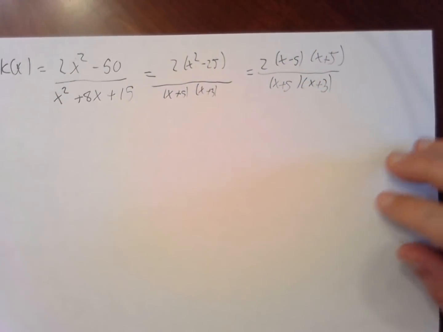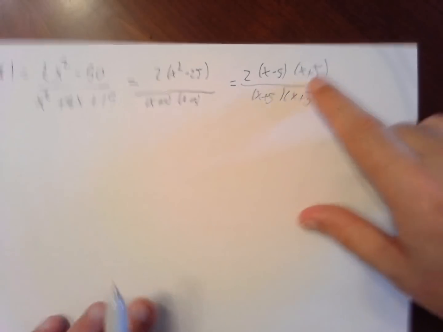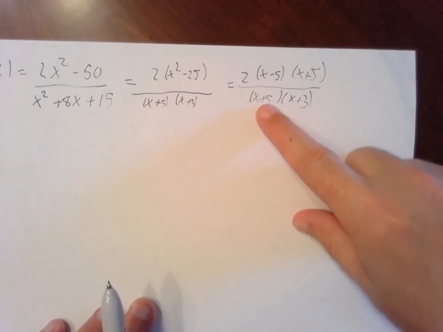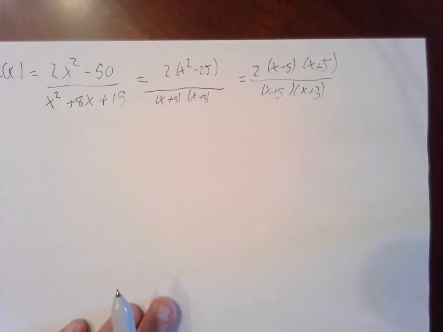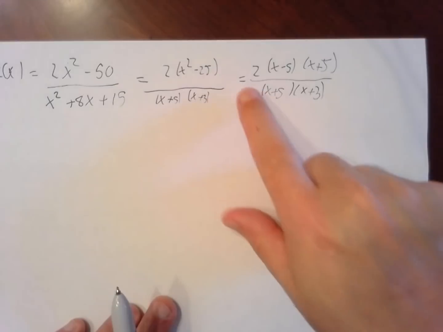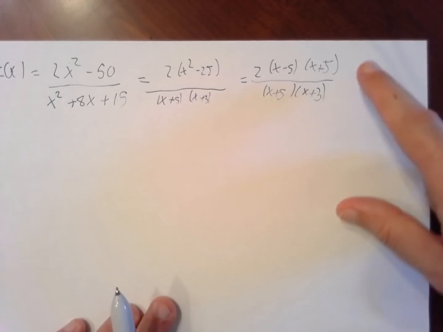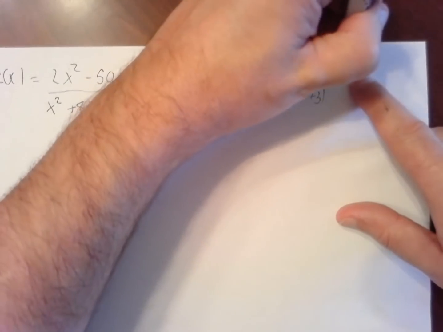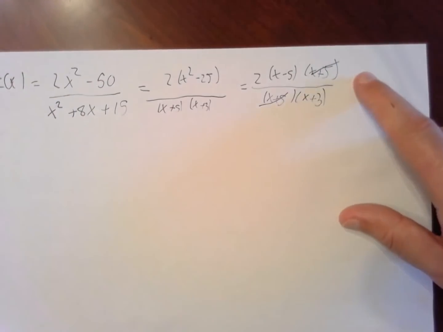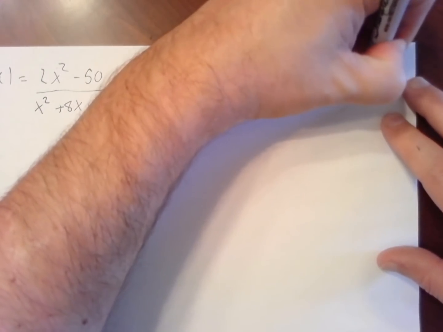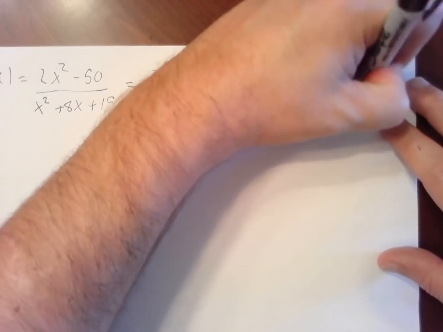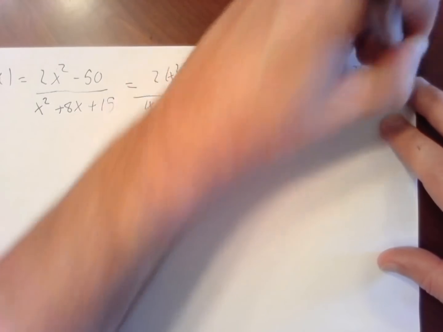Okay, so we factor top and bottom. We check and see if anything cancels. Hey, I have a common factor. Notice I cannot cancel these x squareds. You can only cancel factors, not terms. So you must factor first. Factor top and bottom. The x plus 5's cancel. I get 2(x minus 5) over (x plus 3).